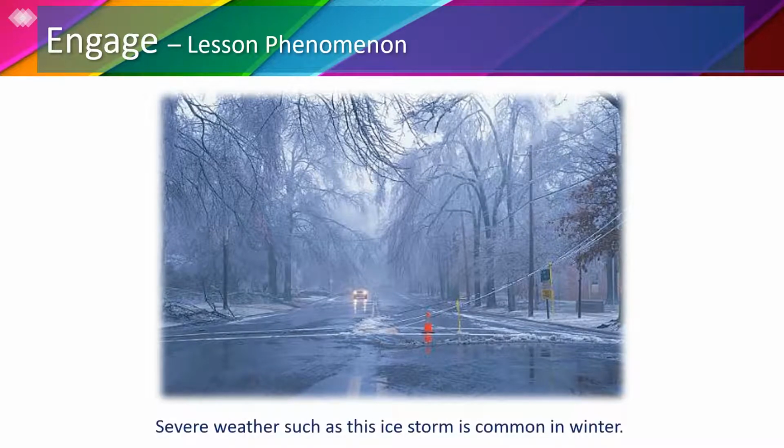In your book's page 444, we can see a road after a storm. Severe weather such as this ice storm is common in winter. We notice that parts of the road are covered with snow and the electric wires have fallen here because of the severe weather.